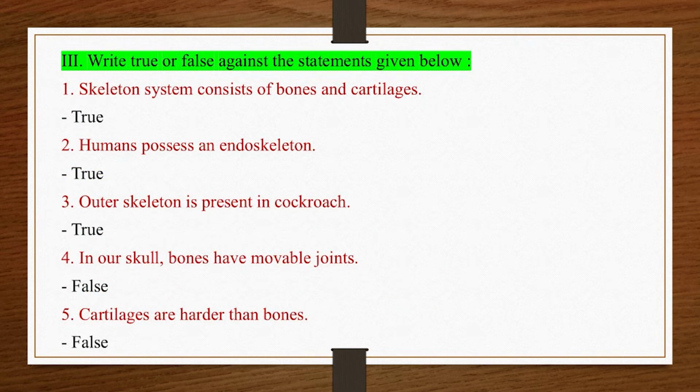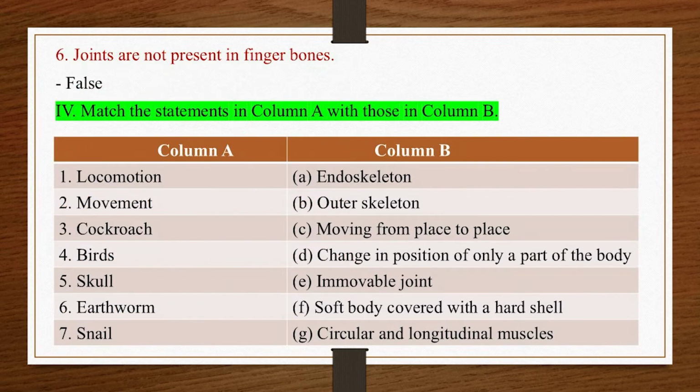3. Write true or false against the statements given below. 1. Skeleton system consists of bones and cartilages. True. 2. Humans possess an endoskeleton. True. 3. Outer skeleton is present in cockroach. True. 4. In our skull, bones have movable joints. False. 5. Cartilages are harder than bones. False. 6. Joints are not present in finger bones. False.